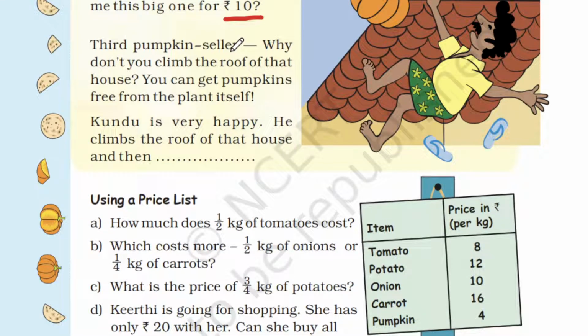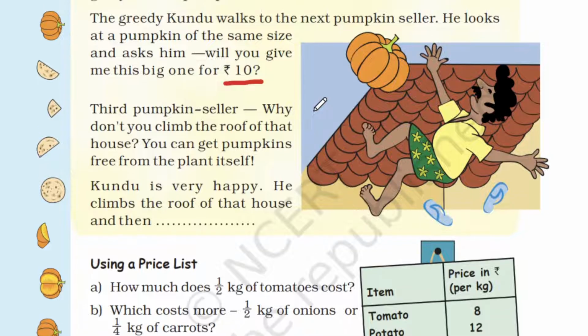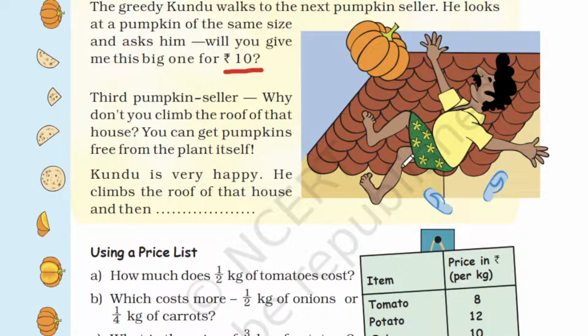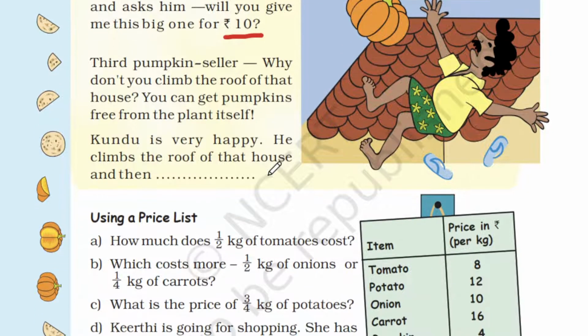Third pumpkin seller says, why don't you climb the roof of that house? You can get pumpkins free from the plant itself. So the pumpkin seller is telling him to climb the roof and get the pumpkin by himself so that he will get a free pumpkin. So what happened to Kundu? He is very greedy, right? He started climbing the roof.